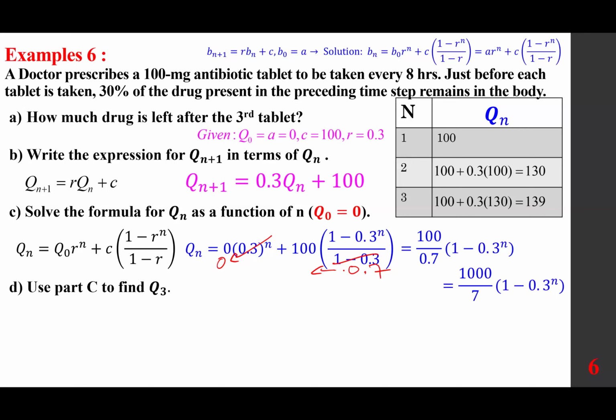Use part C to find Q sub 3. So basically, what happens here, if you use n equals 1, should give you this one, n equals 2, this one, n equals 3 gives you the third one. So use that. I'm going to leave it for you to do, and it must give you 139. Just as an example, if I put 1 here, 0.3 to the power of n becomes 0.3, 1 minus that is 0.7, times 1000 divided by 7 is 100.